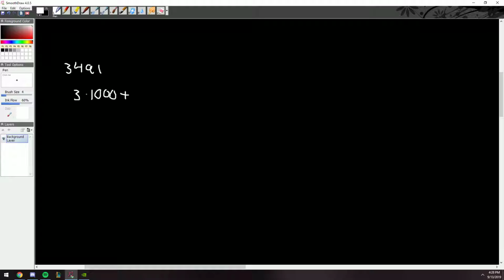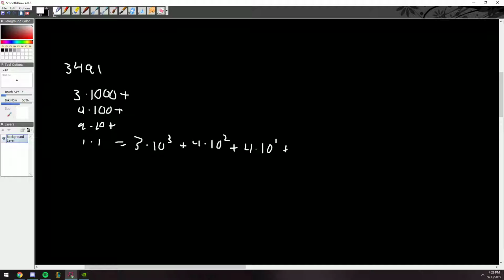And then this entire number can be represented by 3 times 1,000 plus 4 times 100 plus 9 times 10 plus 1 times 1. Okay? And the reason why I write it like this is because we can represent this in another way, by using 10 raised to some power. So this is the same as 3 times 10 to the third, because 10 times 10 times 10 is 1,000, plus 4 times 10 squared, plus 9 times 10 to the first, because 10 times any number to the first is just itself, plus, oh, sorry, this is a 9.